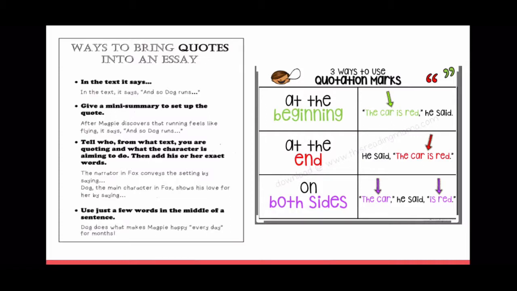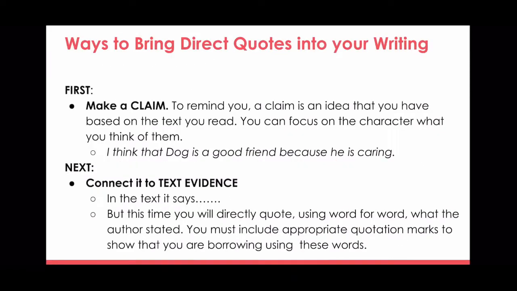So it's good just to practice using quotation marks and direct quotes because, again, it further supports the claim or idea that you're making, and it just makes your writing stronger. So I just want to go back for a minute to the claim that I was talking about. In the book Fox, I know it's been a while since we read it, but I think it's a good one that we have really good conversations about when it comes to applying our skills. So the claim I'm making is, I think that dog is a good friend.